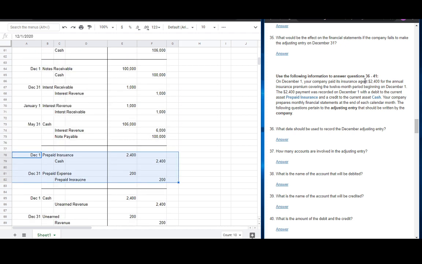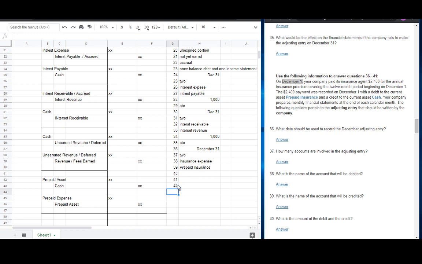Given that the prepaid insurance is 2.4 and it is a 12-month insurance, by dividing this by 12, 2.4 divided by 12, the answer is 200. So why 12? Because we recognize the expense from December 1 to December 31. So it is 1 month of 12 months. So if we multiply this 2.4 times 1 divided by 12, we get 200.